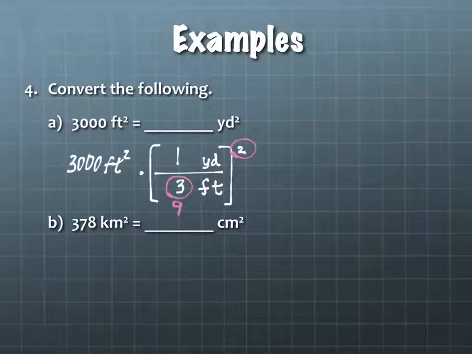Now, the process is still the same. I end up canceling my feet and my feet squared here. And I end up with a 3,000 if I multiply 3,000 times my 1. And I end up with a 9 on the bottom. And what is 3,000 divided by 9? Grab a calculator and we'll put a repeating bar atop something and so forth. Did you get it, Emily?